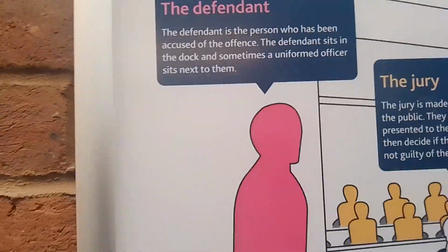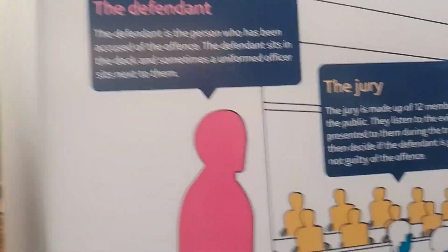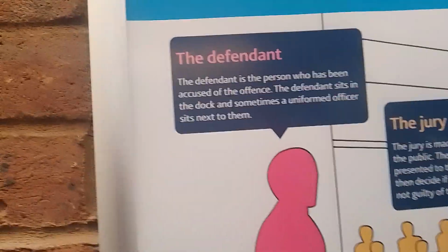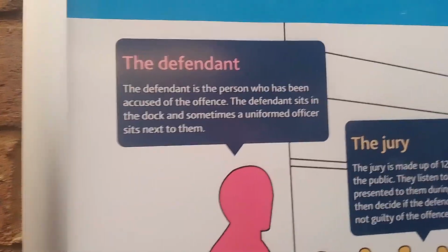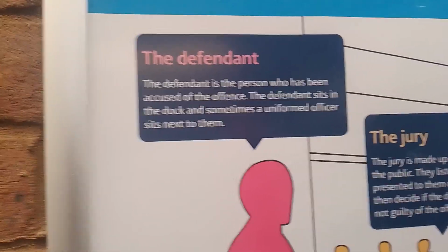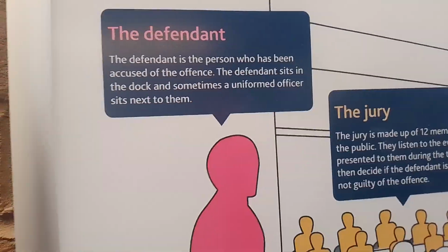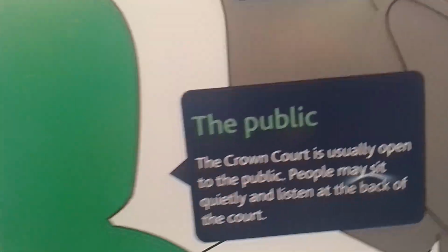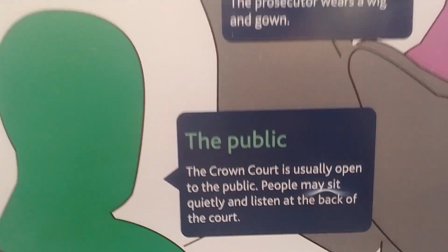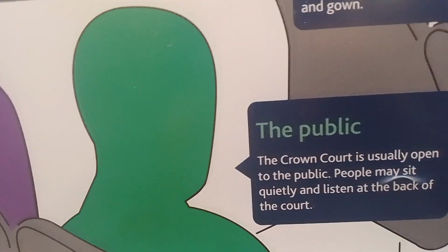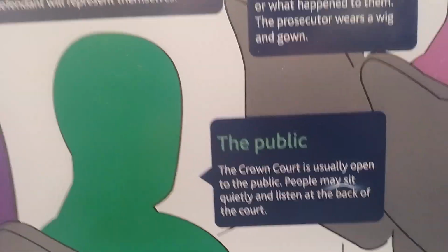This may be you, this may be a friend or family member, this may be someone you care about. A defendant is a person who's been accused of an offence. The defendant sits in the dock and is sometimes accompanied by a uniformed officer. The general public. In a Crown Court situation, the general public are allowed to sit at the back of the courtroom and observe the proceedings.